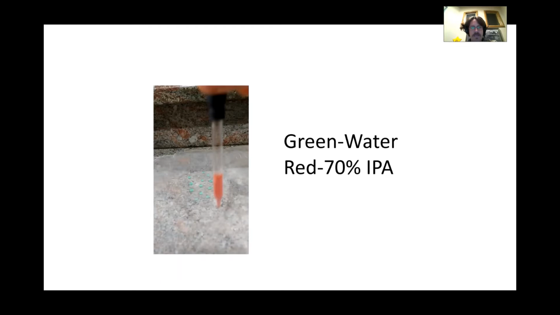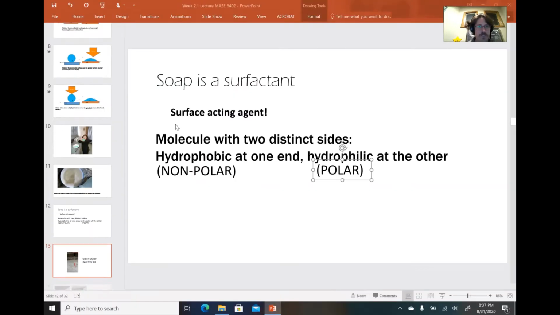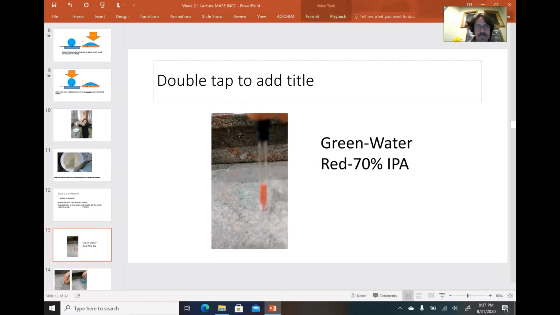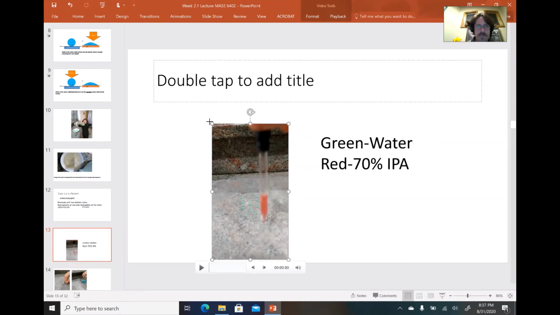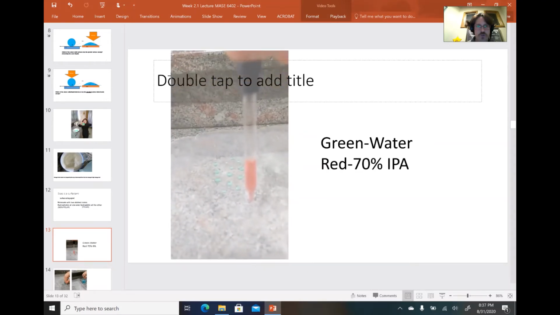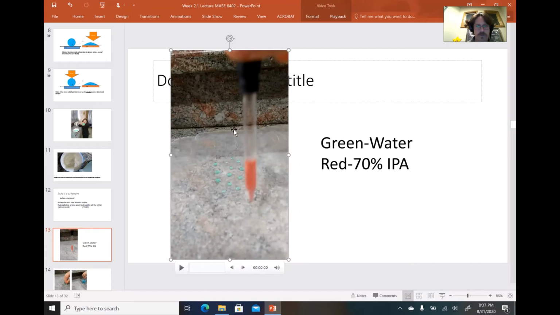We did some experiments here, and the green dots are water. I used some food coloring, and let me try to make it a little bigger so we can see it. There we go, I think that's a little better.